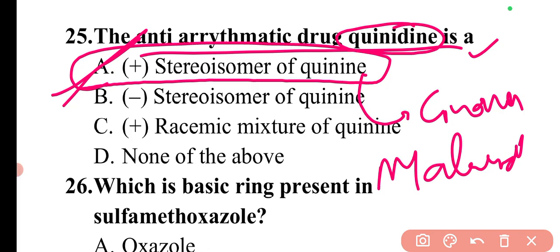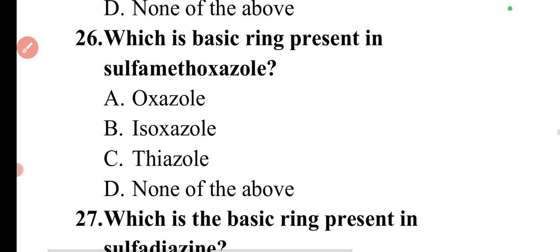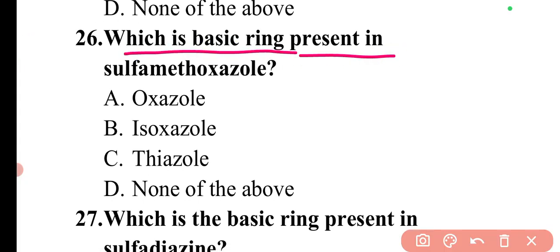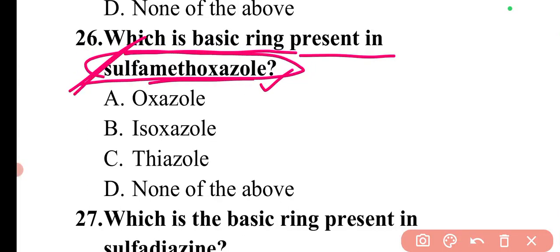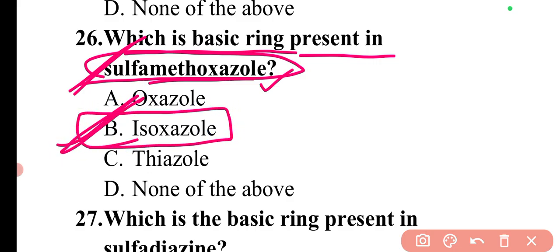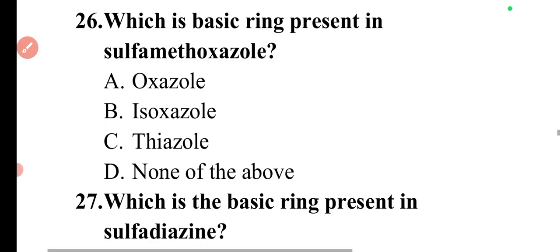Then moving to the next question. So the question is, which is the basic ring present in sulfamethoxazole? In today's afternoon video, I have explained different drugs and their IUPAC names. There I have mentioned the structure of sulfamethoxazole and its IUPAC name. So you must remember there is an isoxazole ring present in sulfamethoxazole. So here option B will be the correct answer.